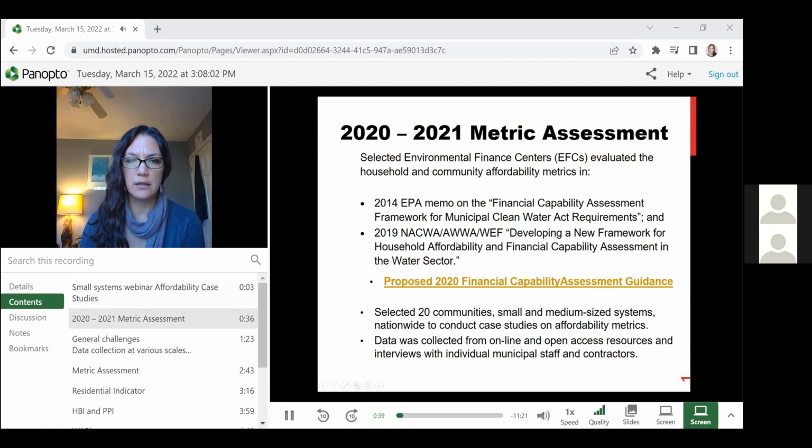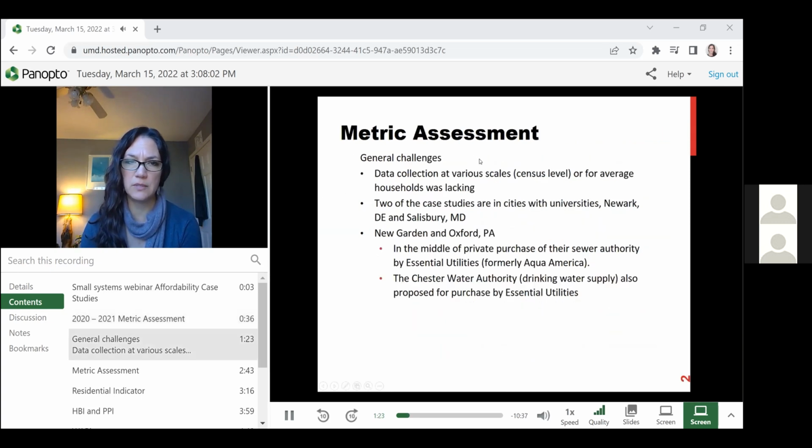A few of the guidance documents that were out when we did our assessment in 2020 and 2021 were an EPA memo, and then some professional guidance from NACWA, AWWA, and WEF. And this is leading up to the current financial capability assessment guidance for affordability that is currently out. We were one of the EFCs that did a few communities. There were 20 communities overall, small and medium-sized systems, and we collected data either from online sources or by conducting interviews with each of the systems, either engineers or public works employees.